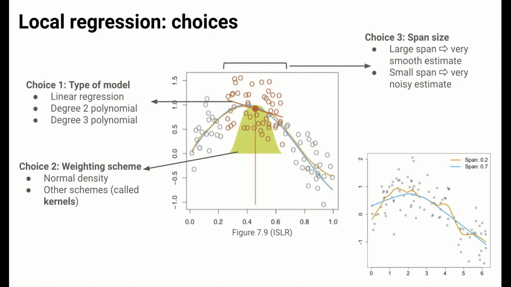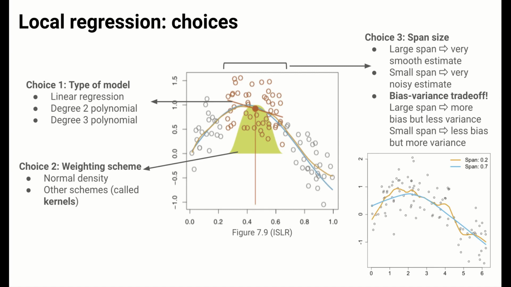The third choice, and by far the most important choice, is the size of the span that determines what points are nearby to the target point. With a large span, the estimate of the function at each point is determined by a large portion of the data, so the estimated function is smooth. This is illustrated in the figure in the bottom right, with a smooth blue line. The span of 0.7 means that 70% of the data are used for each local fit. In contrast, with a small span, only very close data points determine the estimate, so the estimated function is a bit noisier. This is illustrated with the orange line, where the span of 0.2 means that 20% of the data are used for each local fit.